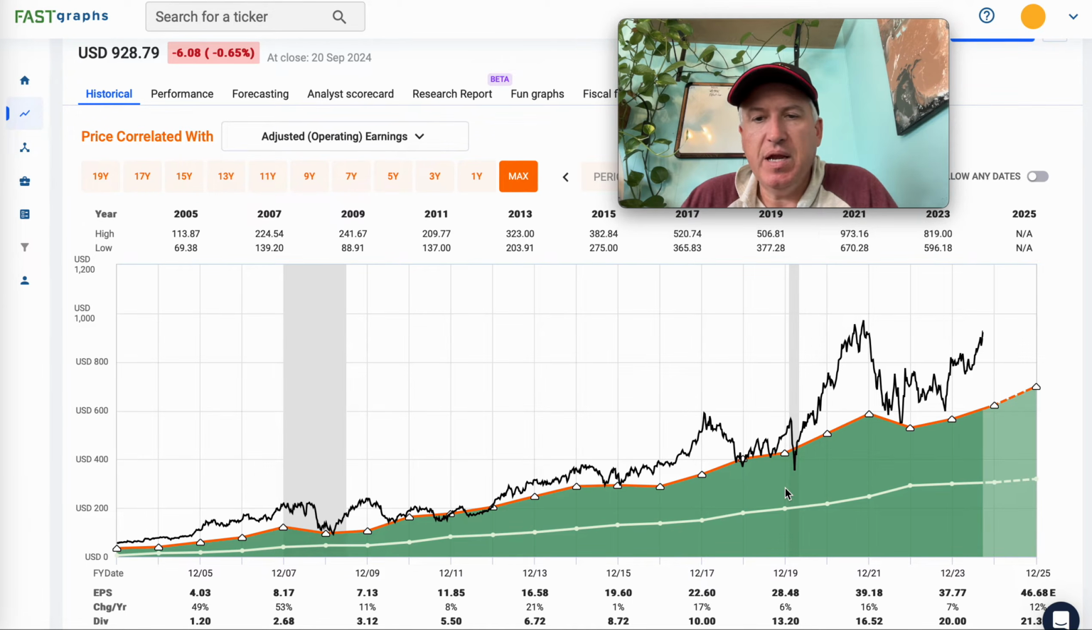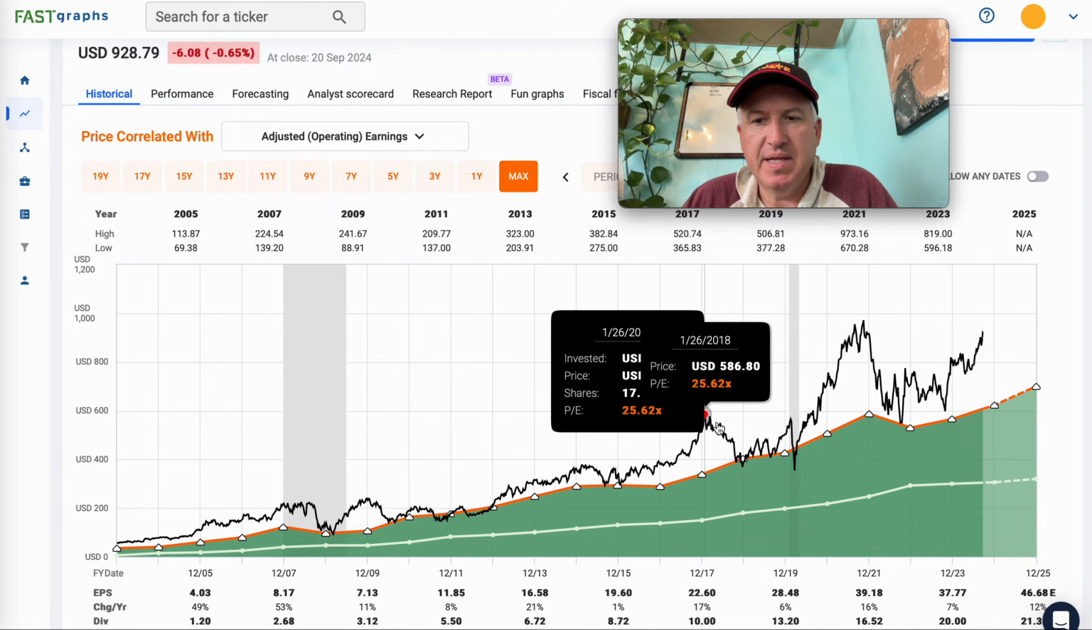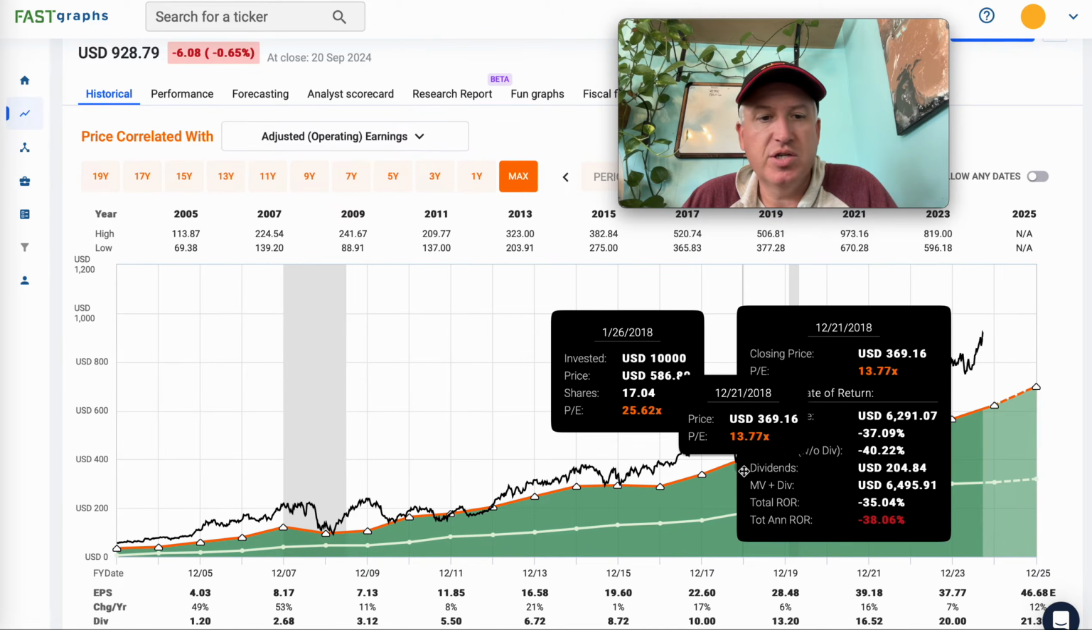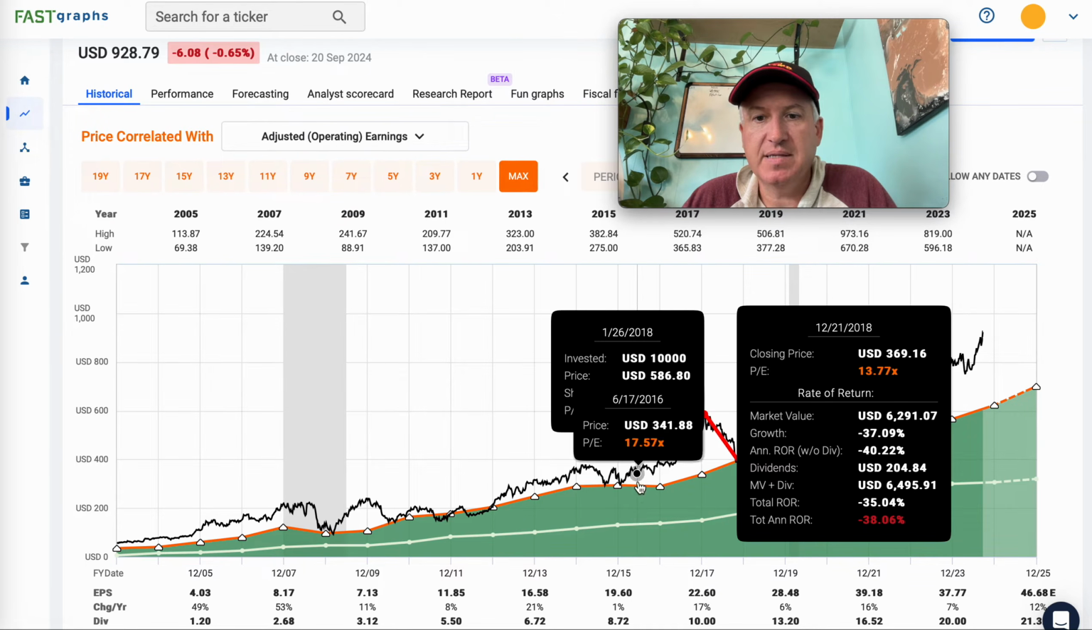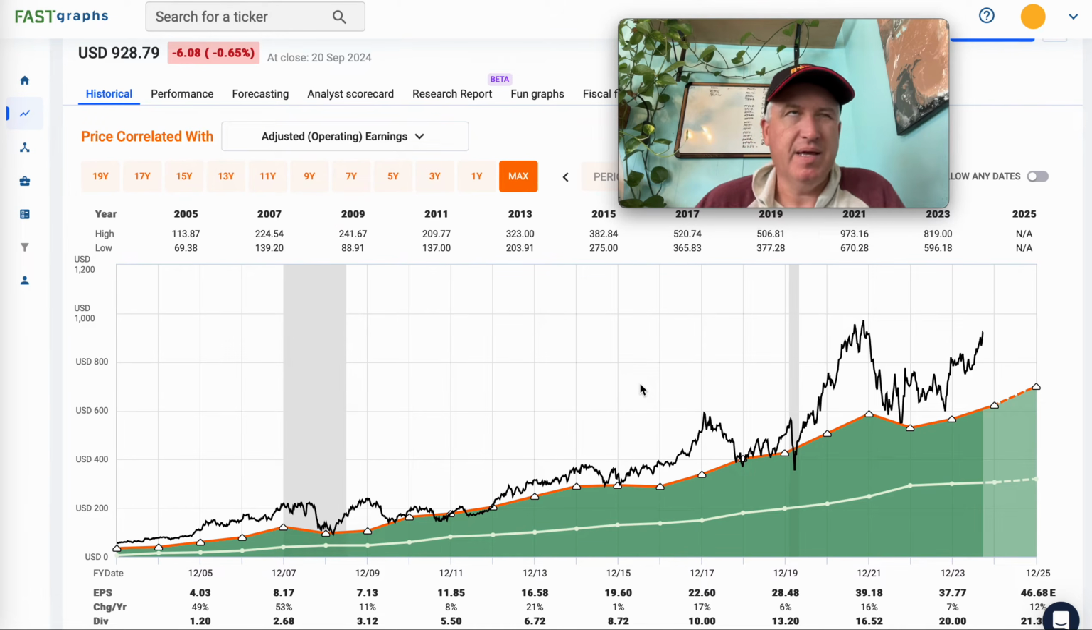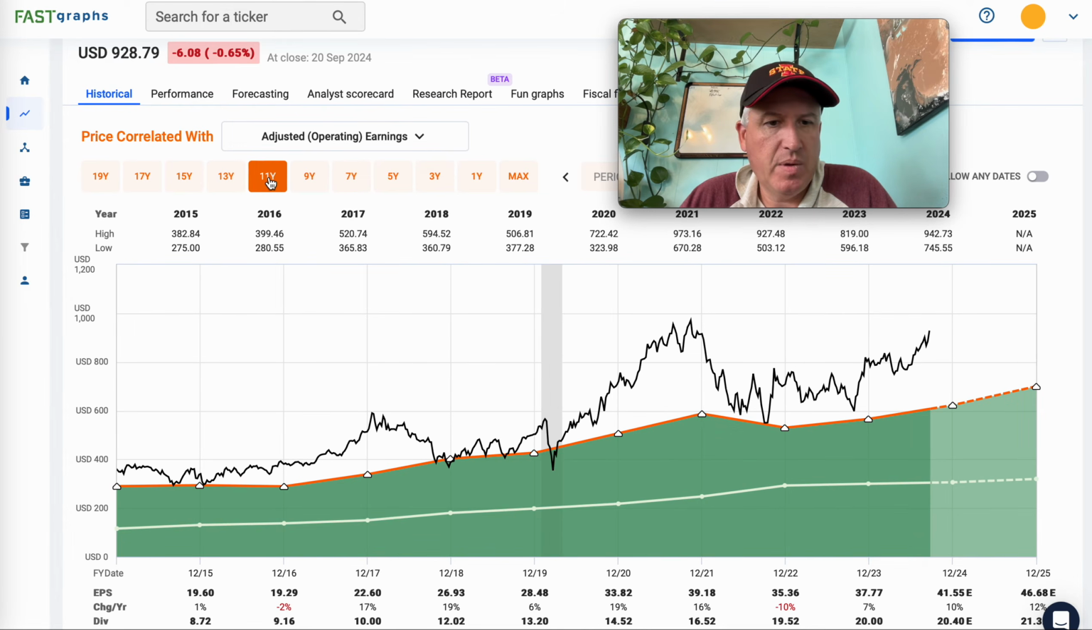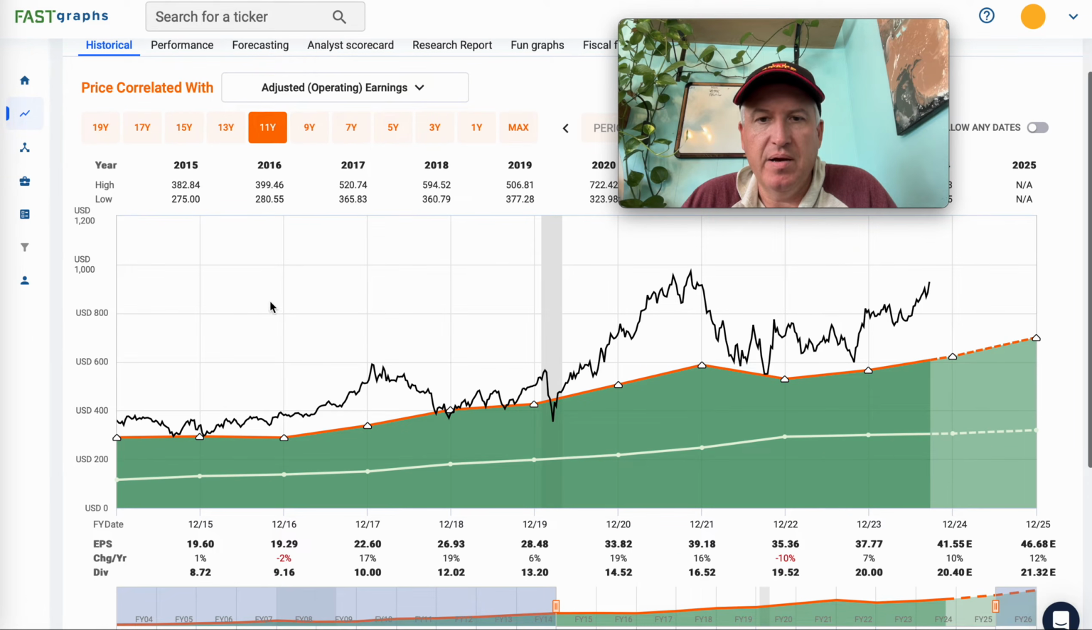So you want to be a little bit careful with these. Every now and then it kind of gets ahead of itself when it gets up to like this 25 PE level. But over the long term, this has been one of the better performing stocks since it went public, I think back in about '99. So I bought it. Let's go ahead and zoom in. More recent time period here.